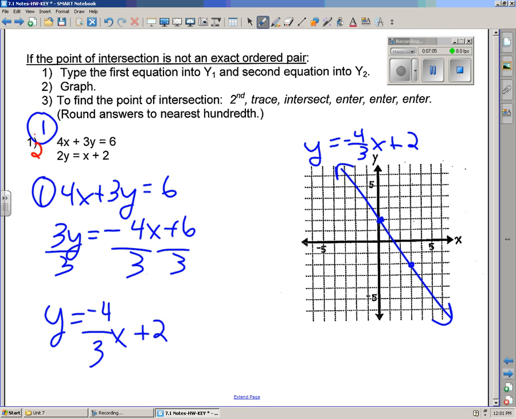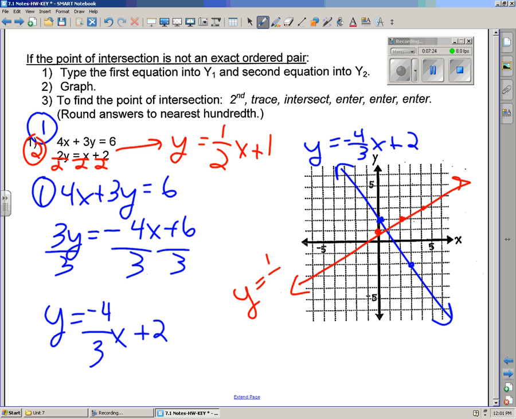Second line, just divide everything by 2, and y equals a half x plus 1. So now I'm going to begin at 1, and I'm going to go up 1 over 2, up 1 over 2, connect these dots, label it. And now my problem is that the point of intersection, which is right here, is not really on a specific ordered pair. So I'm going to use the calculator.